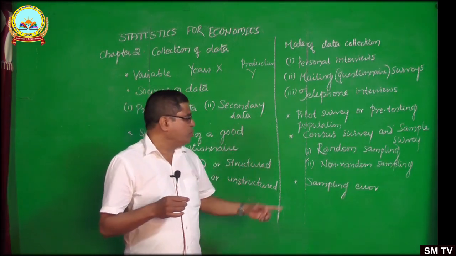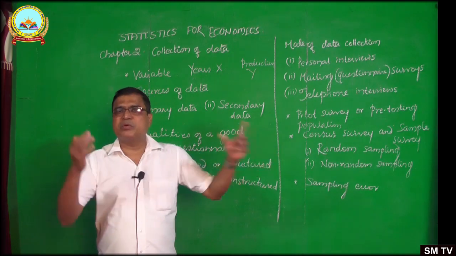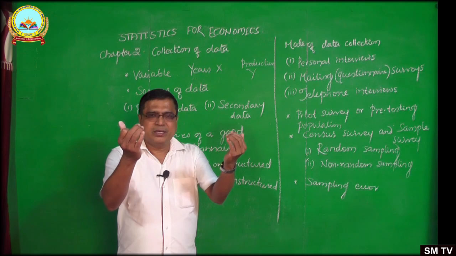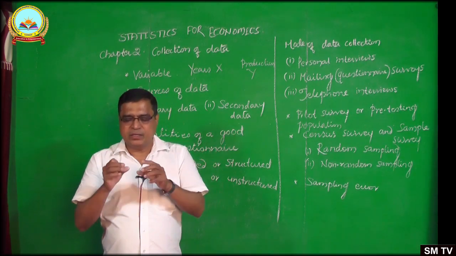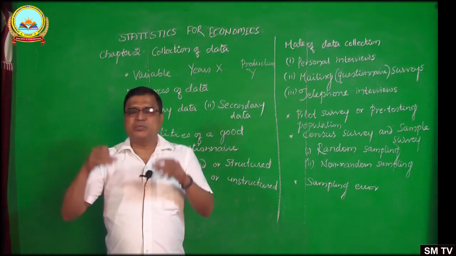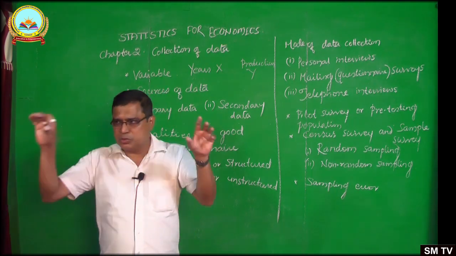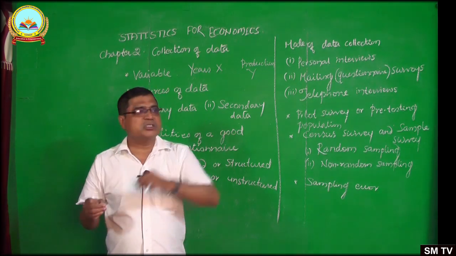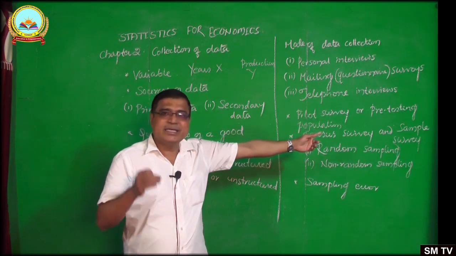Then what do we have to do? Some units have to be taken from the population. Some units have to be taken, considered from the population, and the study is made on those units. After studying or collecting the information on those units, we are going to take decisions about the population. Very important thing. Sample survey.